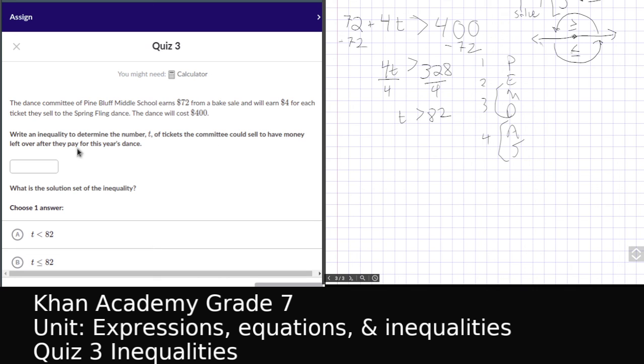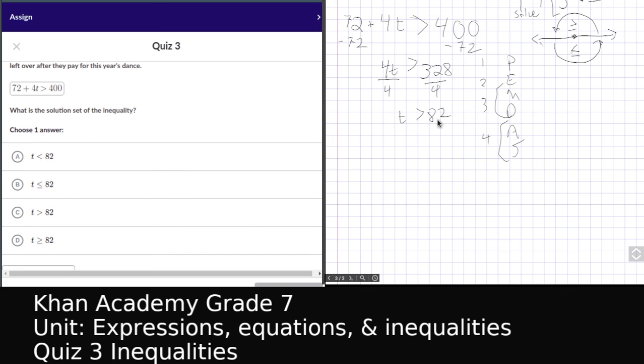have enough money to have money left over. So we want to have money left over, so it can't be equal. Just want to check that. So we need to have money left over. It can't be exactly 400. It needs to be greater than 400. So my inequality is 72 plus 4t is greater than 400. And this has to be greater than 82.